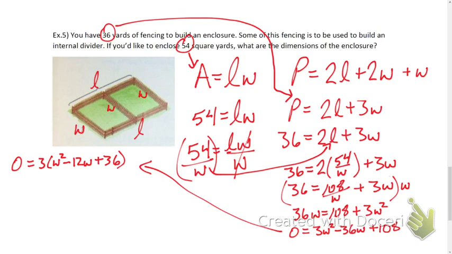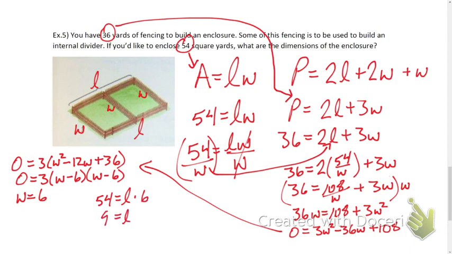And then I need 2 numbers that multiply to 36, but add up to negative 12. And I believe it's negative 6 and negative 6. Which means W is 6. Plug it into the area formula, area function. 54 equals L times 6, and we see that L is 9.